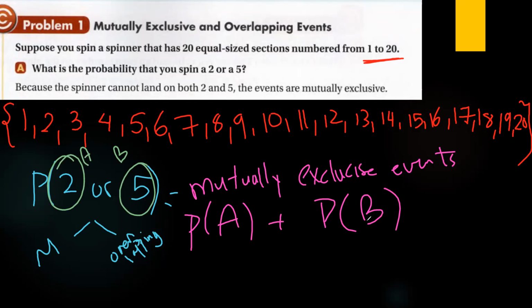1 over 20, because how many 2s do we have here? Only one. Plus the probability of getting number 5, also 1 over 20. So the answer will be 2 over 20. So here you ask yourself, can I choose number 2 and 5 at the same time? No. So these are mutually exclusive events.